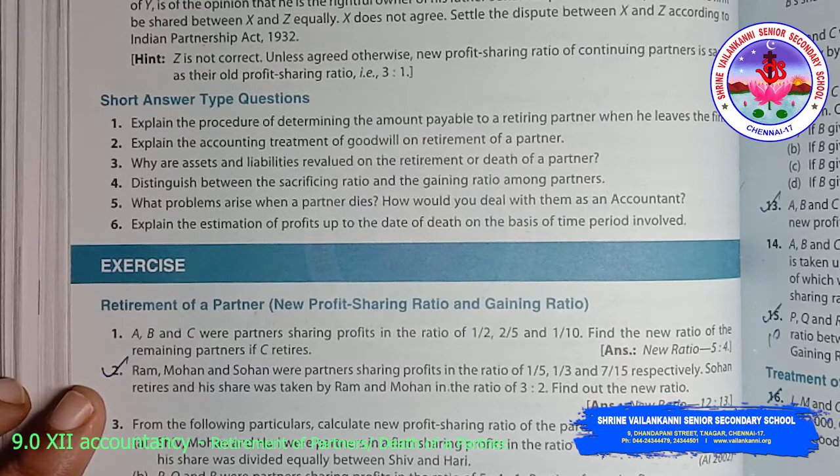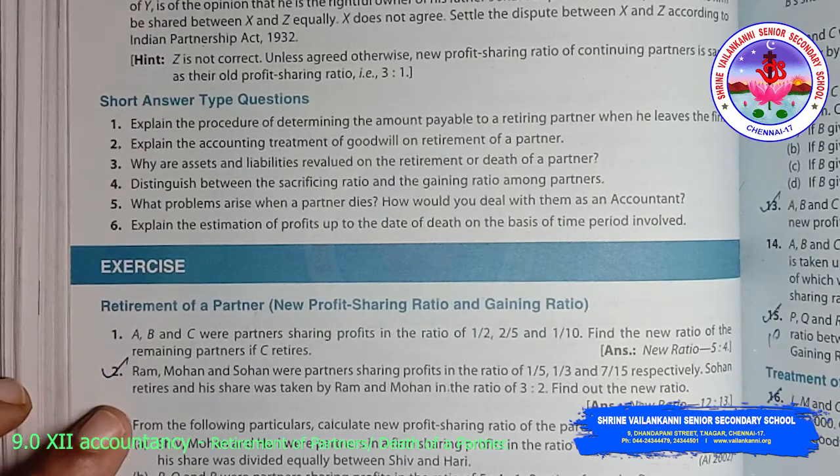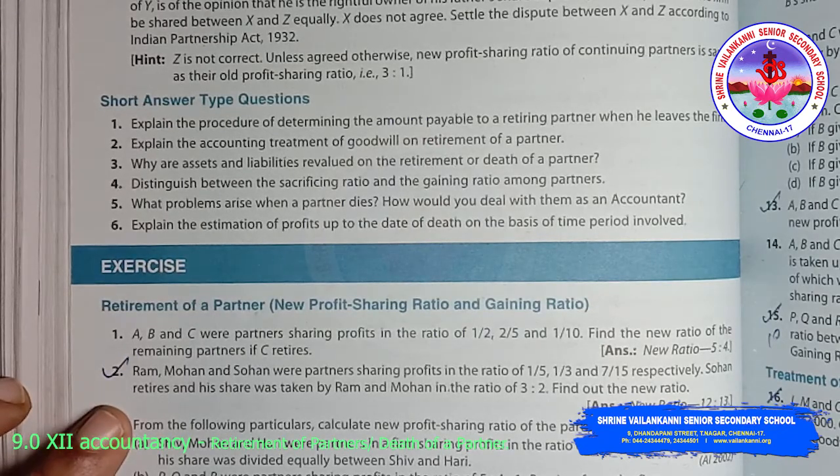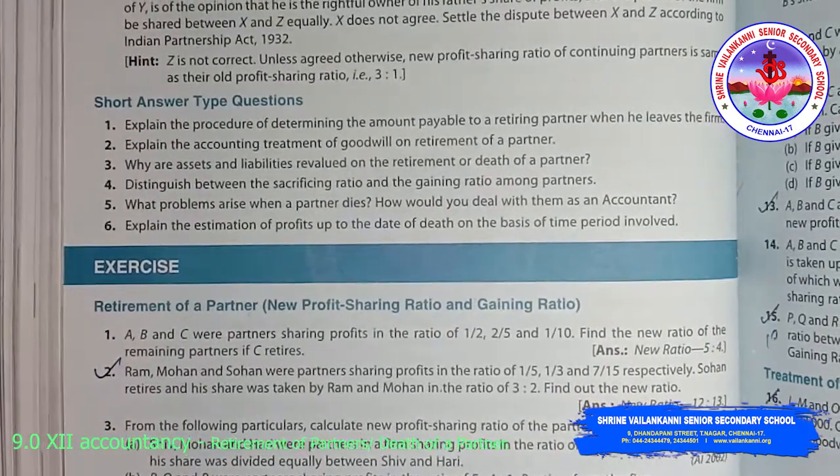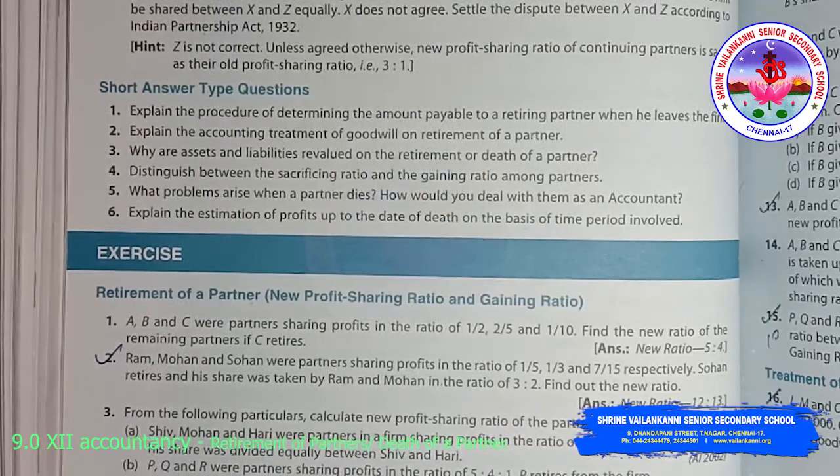Okay, so Ram, Mohan and Sohan were partners sharing profits in the ratio of 1 by 5, 1 by 3 and 7 by 15 respectively. Sohan retires and his share was taken by Ram and Mohan in the ratio of 3 is to 2. Find out the new ratio. So this is the question. So new ratio, answer will be 12 is to 13. So we need to find out that.